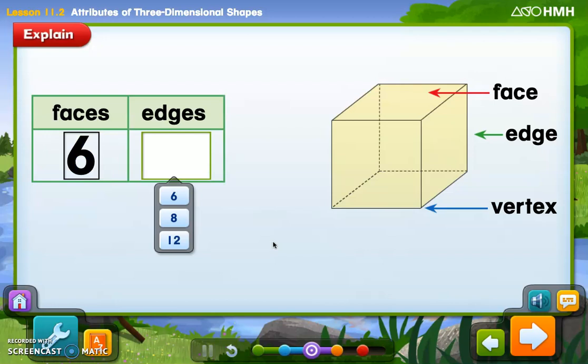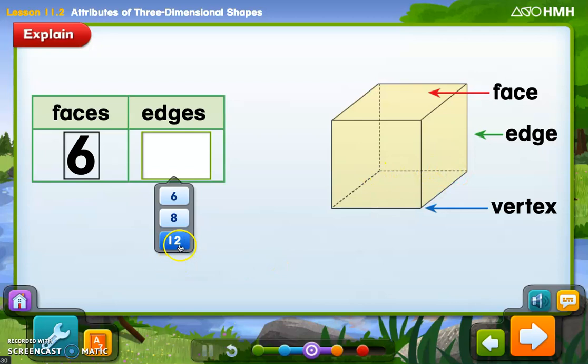Okay, so then we have to look at the lines that kind of make it up, right? The edges. So we have 1, 2, 3, 4, 5, 6, 7, 8, 9, 10, 11, 12.